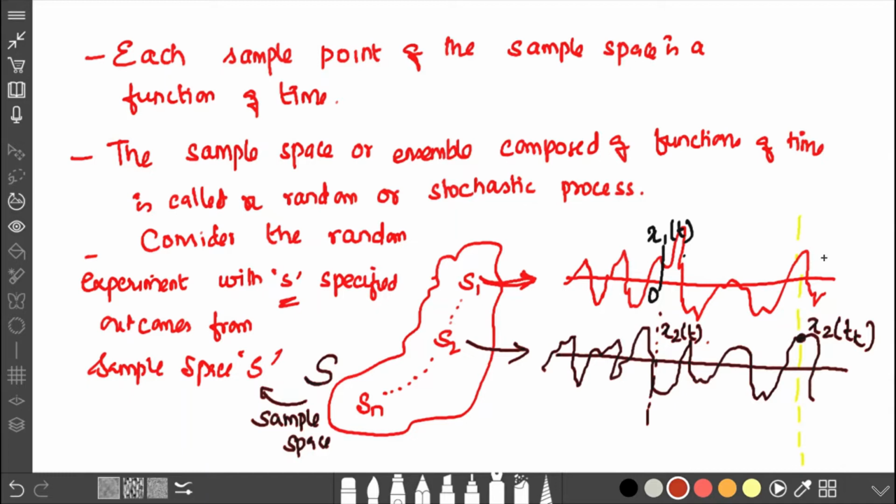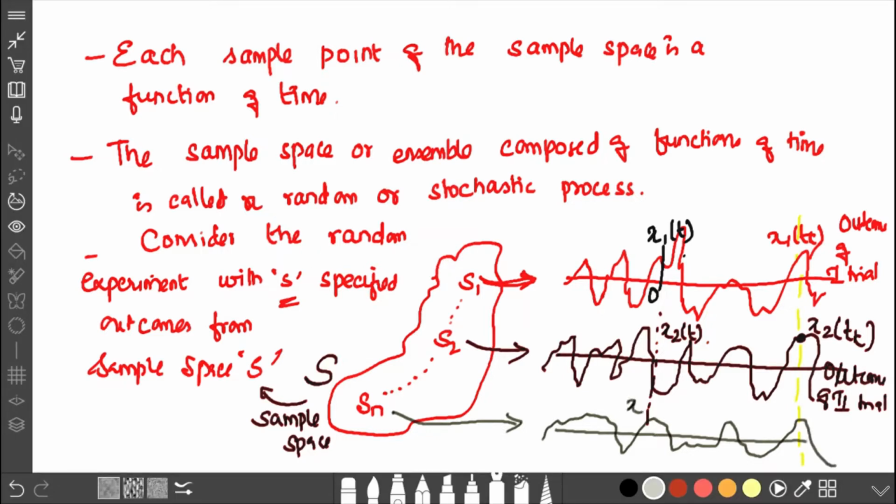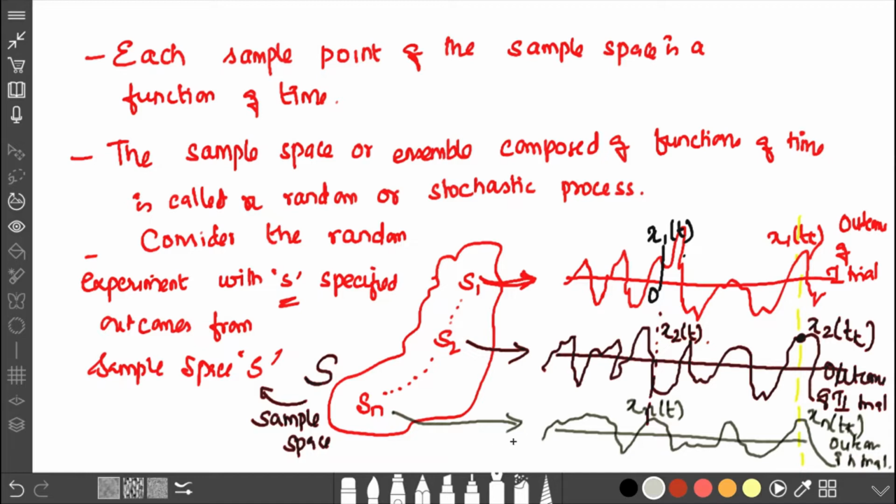So each of the sample points, which is dependent on time, is represented here. The outcome of the first one is represented there, and the next one, the black one, is nothing but the outcome of the second trial. Similarly for Sn, if I am taking the nth value, that is the outcome of the last trial, or the nth trial. Here at the sample point, you can see it is denoted as x1 of t. In probability, the samples are taken in terms of x of t at a particular time. So it is denoted as x of t.